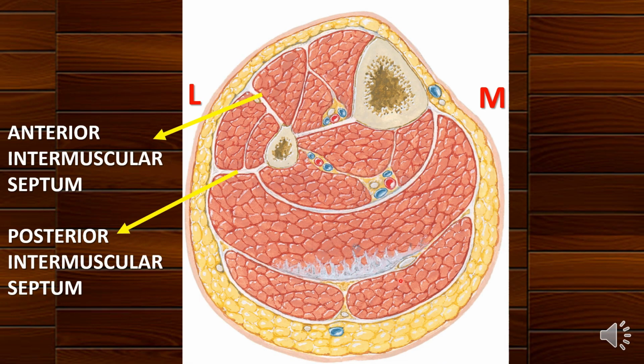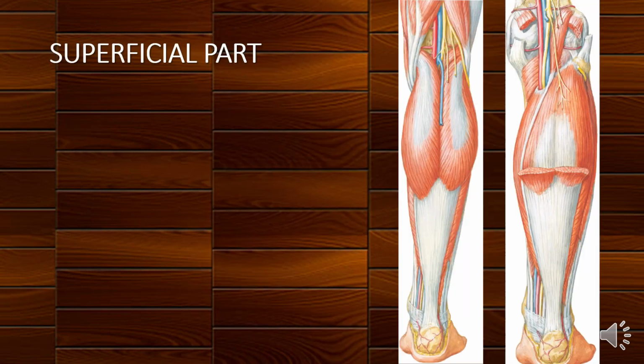This is the posterior compartment or flexor compartment, and it is further divided into two parts, into a superficial part and a deep part by this fascia, and that fascia is called the deep transverse fascia. So the deep transverse fascia divides the posterior compartment into a superficial part and a deep part. So now we will see each part and the muscles seen in each part.